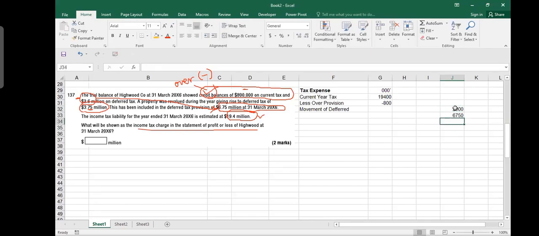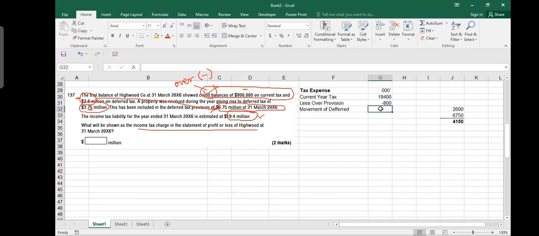So last year it was 2.6. This year it is 6.7. So it looks like deferred tax has increased from 2.6 to 6.7. So there is a 4150 of deferred tax liability, and that should be added. You should be adding it here, 4150, okay? But that would not give you the correct answer.